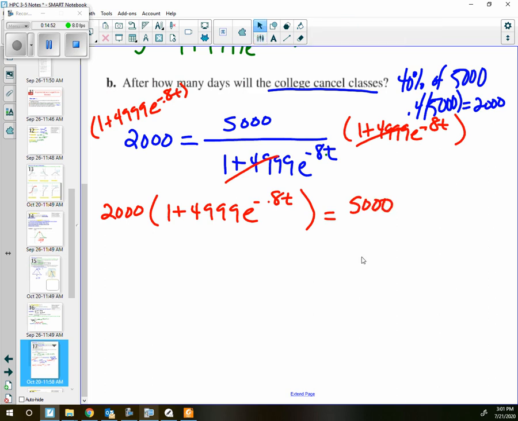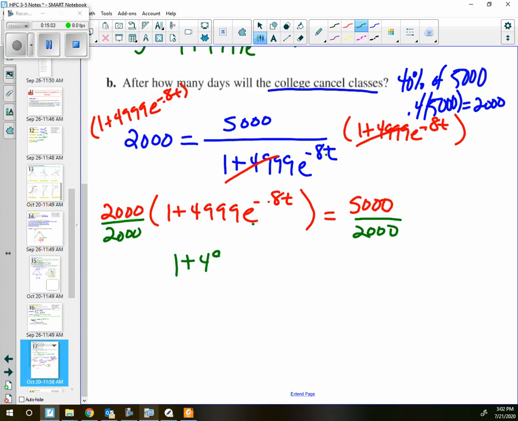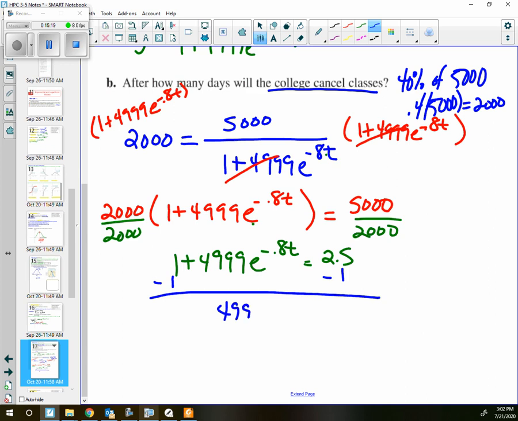Okay, now remember our whole idea about isolating the exponential. I'm going to try to get this by itself. Instead of distributing the 2,000 through, I'm going to just divide by it because I think the numbers are going to be a little easier to deal with. Then I can just have a 2.5, which is not super difficult to deal with over there. And now we're going to subtract 1. So 4,999e to the negative 0.8t equals 1.5.